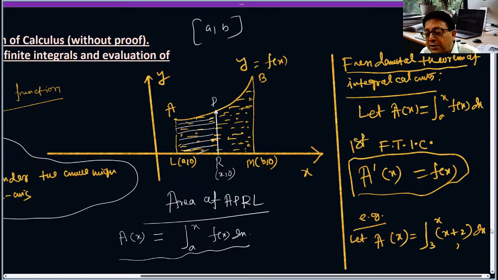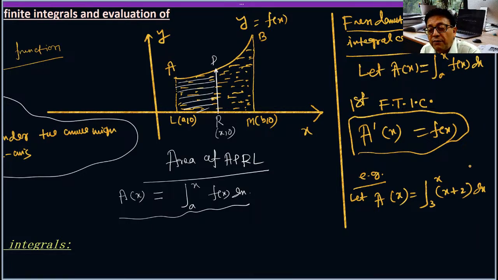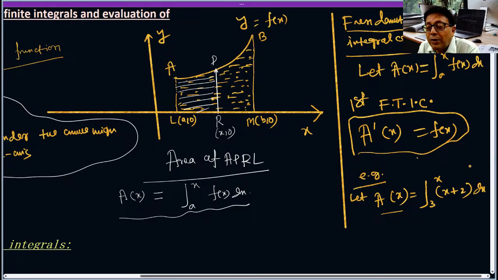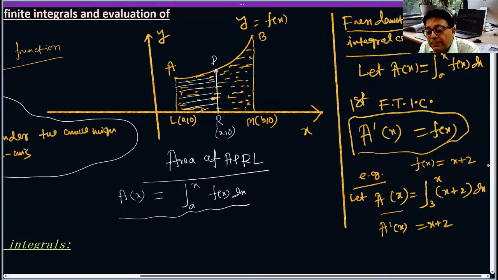Okay, this is the area function. If you integrate between the limits 3 to x, you get the area of this function, I mean the area of the function y equal to f(x). What is f(x) here? We have taken f(x) equal to x plus 2. Then A'(x) will be equal to x plus 2.